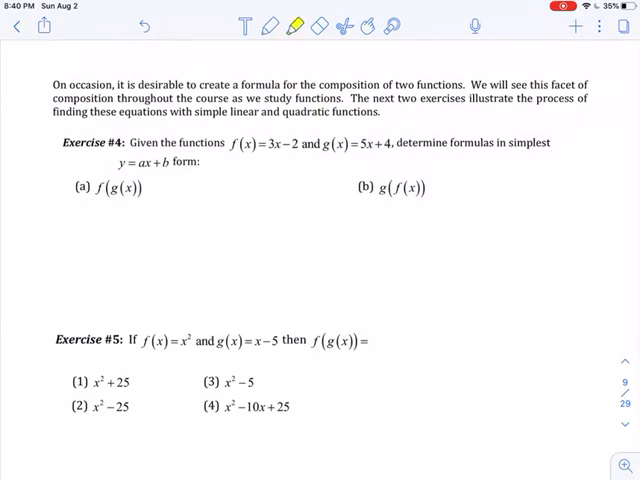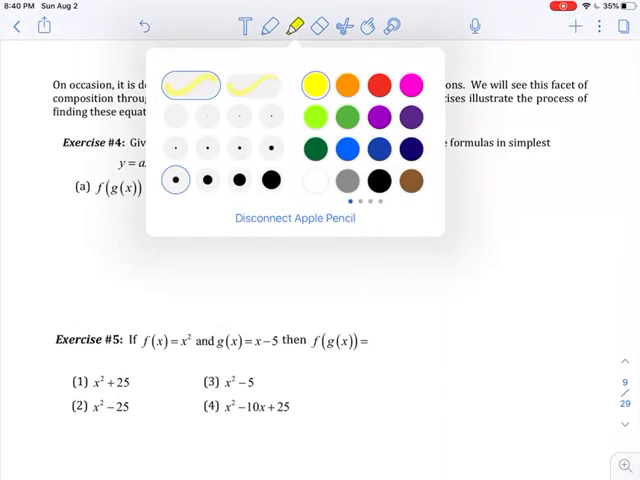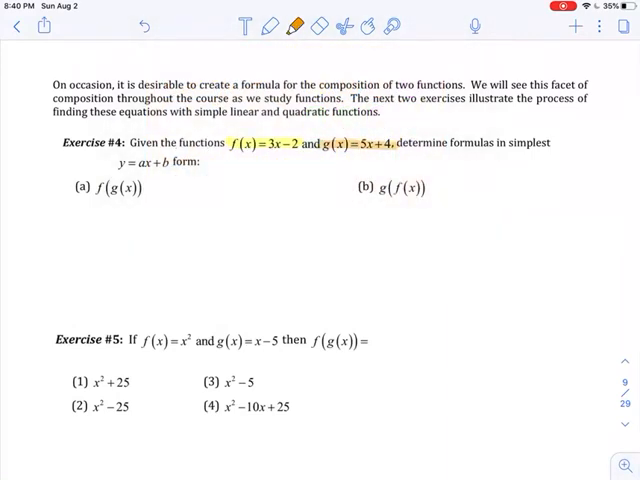All right, so let me just change this color. I have two functions. I have f of x equals 3x minus 2, and then I have g of x is 5x plus 4. So I want to do one function following the other, but you can see that I am not going to actually get an answer. I'm going to get a formula, and that formula should be y is equal to ax plus b form. So I'm going to start with g of x, okay? G of x is just 5x plus 4.